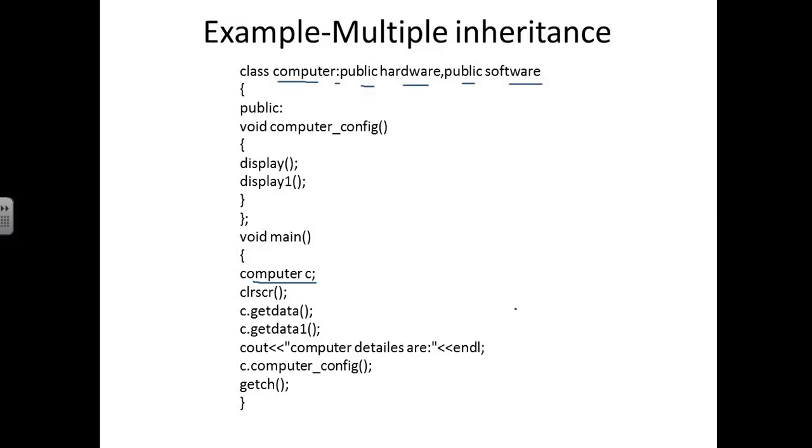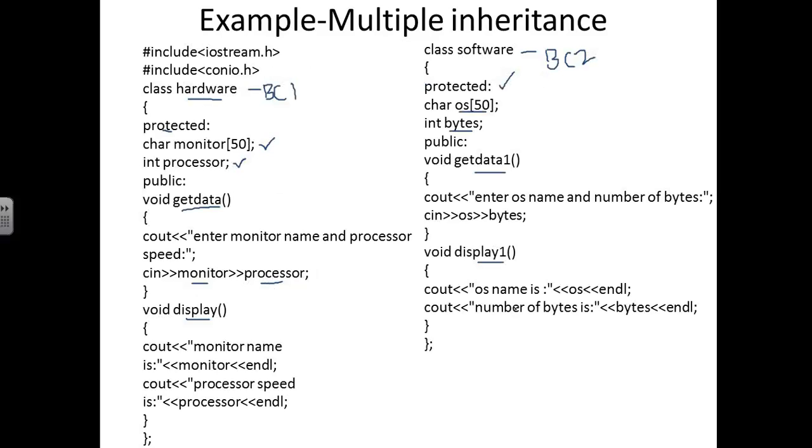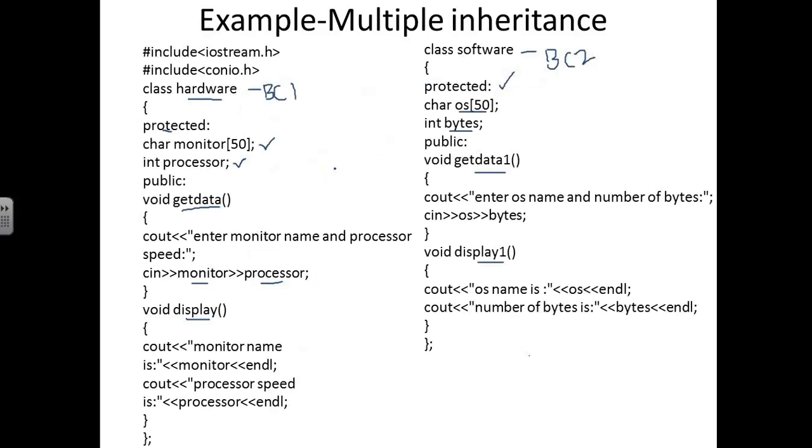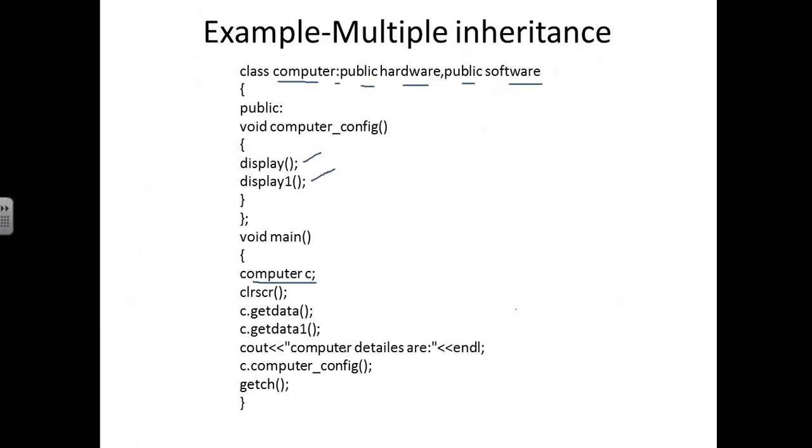Is it clear? So you just see here, C dot get data and C dot get data 1. This get data is a member function of the hardware class, and get data 1 is the member function of the software class. If I call these two member functions, then these two values will be obtained from the user. Once the values are obtained, we go for computer config. If I invoke this computer config member function, inside this we are calling the display and display 1 member functions. Then automatically these two functions will be invoked, right? So all the member functions will be accessed. Okay, so now let us see the example program for this multiple inheritance.